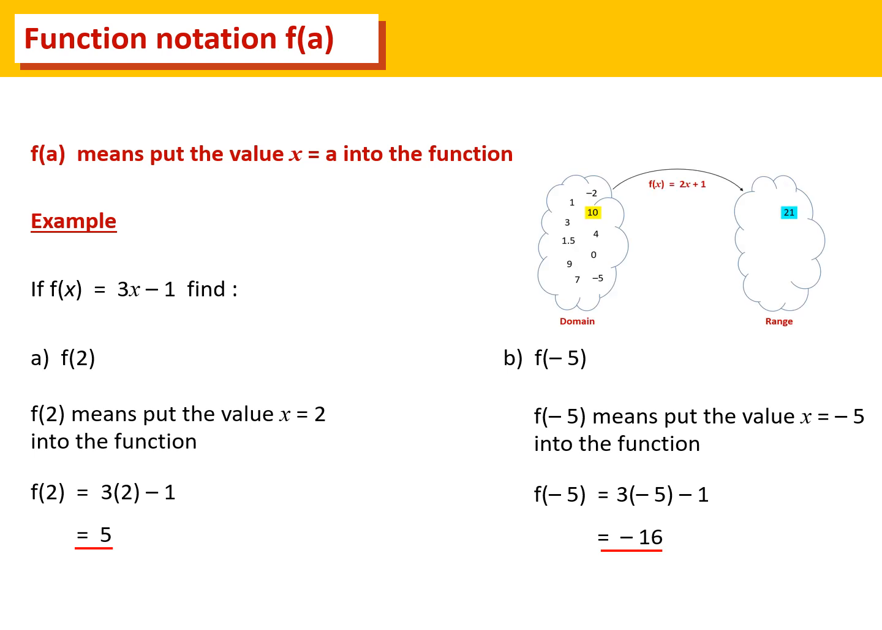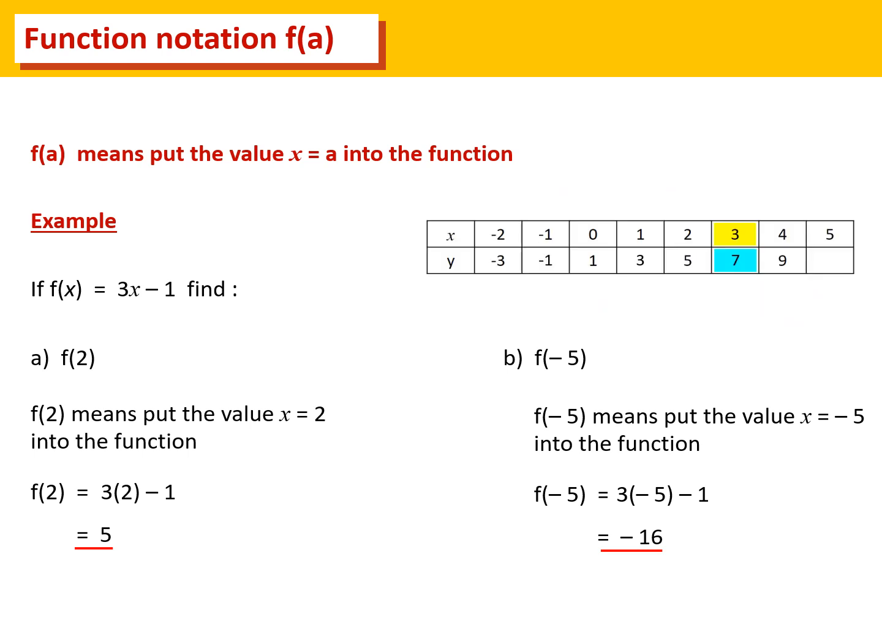And that's exactly what we have been doing previously. Here, our value of x equals 10 was our starting value. We put it through the function and it came up with a value of 21. So in actual fact, 21 could have been written as f of 10, i.e. the value of the function when x equals 10. Similarly, in this question here, when x is 3, y turned out to be 7. And that could have been written as f of 3, the value of the function when x equals 3.